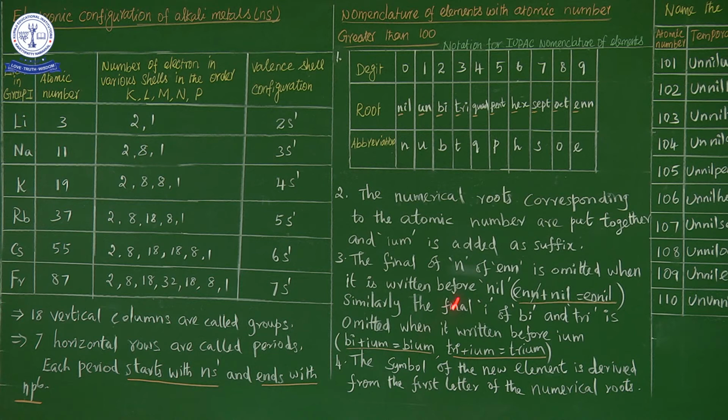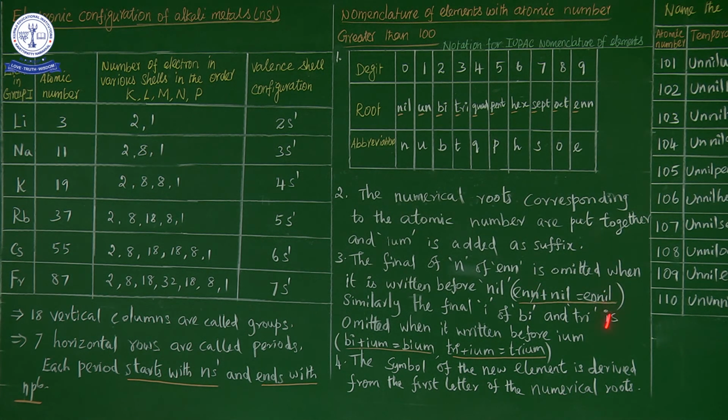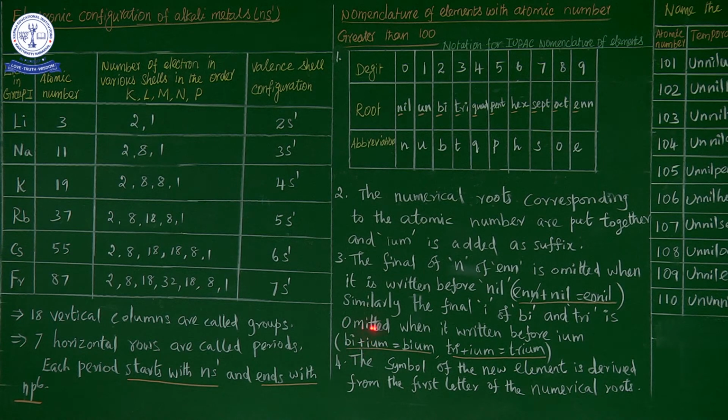Similarly, the final i of bi and tri is omitted when it is written before ium. Bi is used as the root word for 2, and tri is used as the root word for 3. When we use bi and tri, the i is omitted when written before ium, since ium is added in the suffix. When two same letters come together, we omit one. So bi plus ium is equal to bium, and tri plus ium is equal to trium.